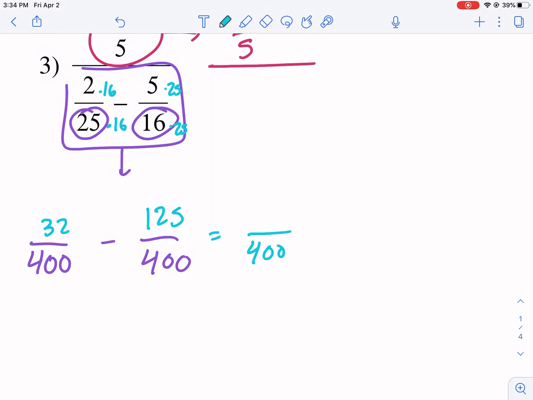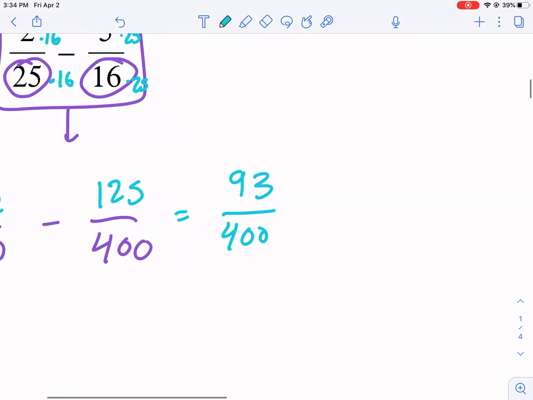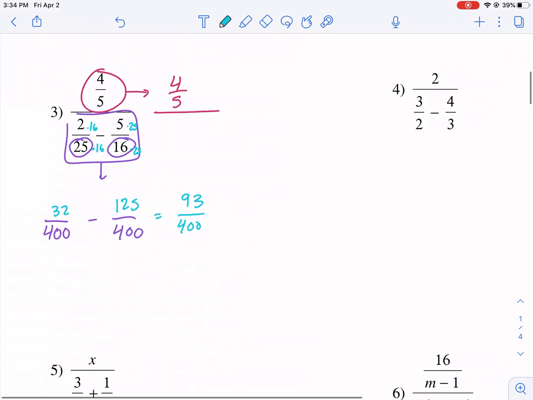We get 90... What is that, 93? Plus 32? Yes, that is. Okay, so we get 93 over 400. I do not think they have a common factor. So we're just going to leave that as 93 over 400.